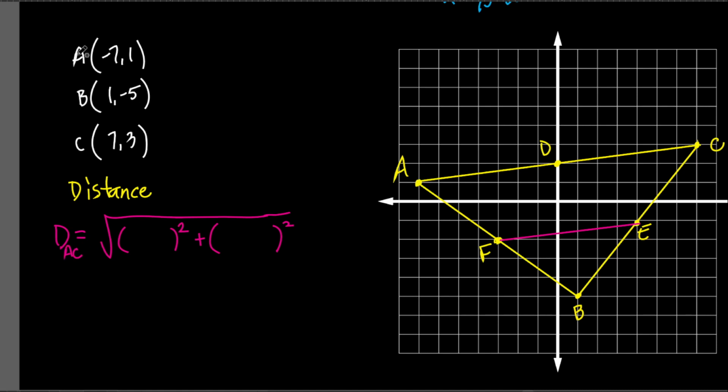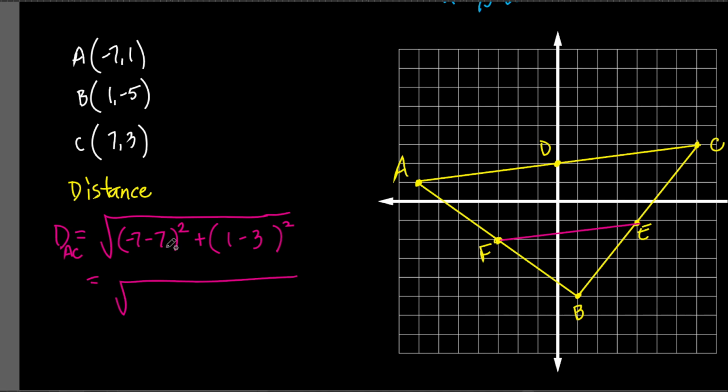So A and C. There's A and there's C. So let's find the length. We subtract those x's. It's negative 7 and 7. So we go negative 7 minus 7. Everybody see that? Because we subtract them. It doesn't come out to a 0 this time like it did with the midpoint. It's going to be something else. And then, again, we're doing AC. Let's do the y's. So it's 1 minus 3.